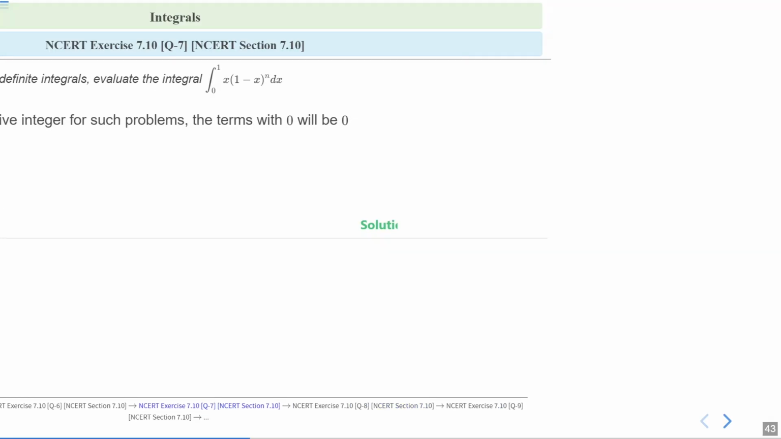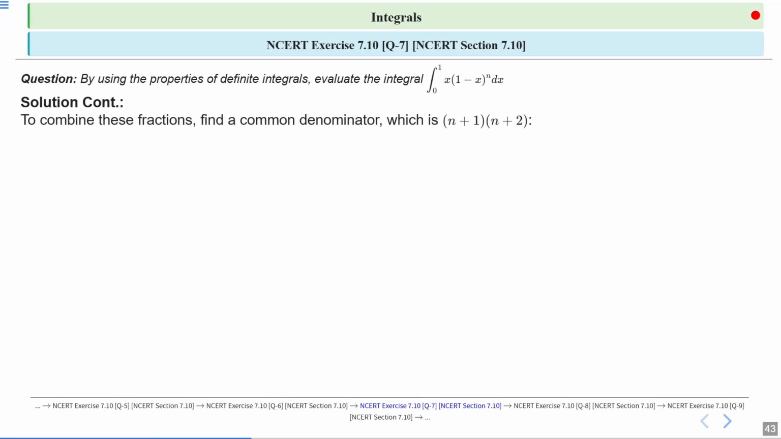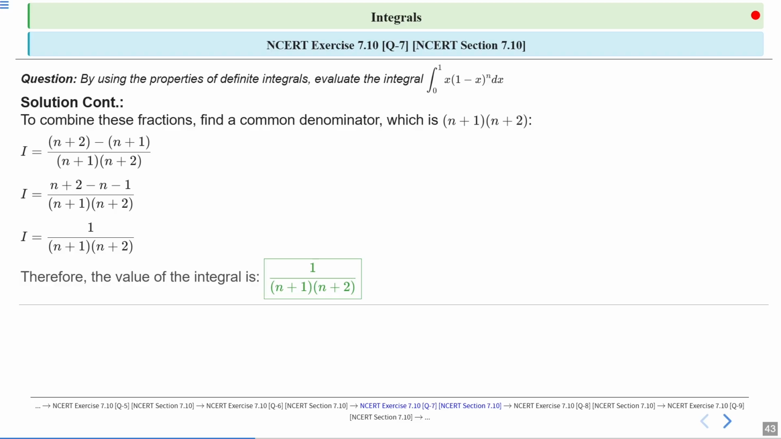So when we simplify it, find a common denominator, which is (n+1)(n+2). So I is equal to ((n+2) − (n+1)) / ((n+1)(n+2)). Just break it, we get (n + 2 − n − 1) / ((n+1)(n+2)). The n cancels out, so it becomes 2 minus 1, which is 1. So I is equal to 1 / ((n+1)(n+2)), and that is the value of the definite integral.